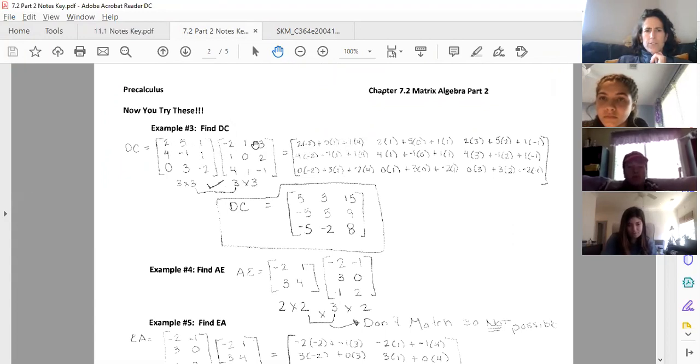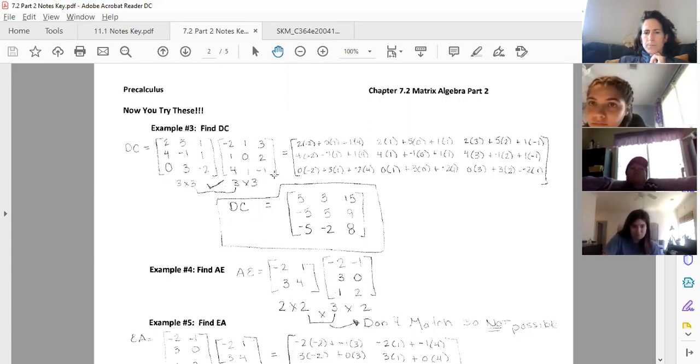So it looks like 2 times -2 plus 5 times 1 plus 1 times the first entry. And then to get the second entry here, I use the exact same row, but I'm doing it with the second column. And then to get this third entry at the top, same row, but I use the third column. Okay, thank you.